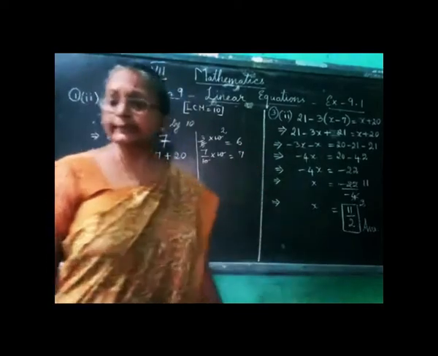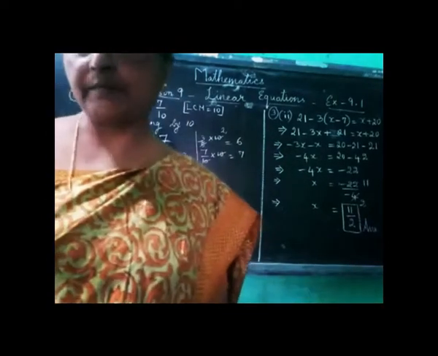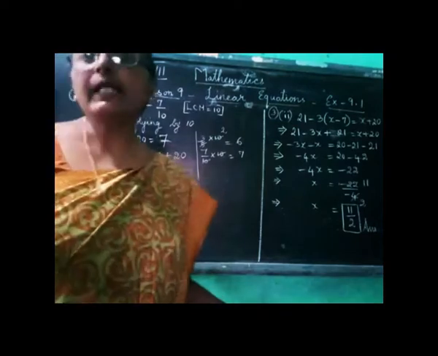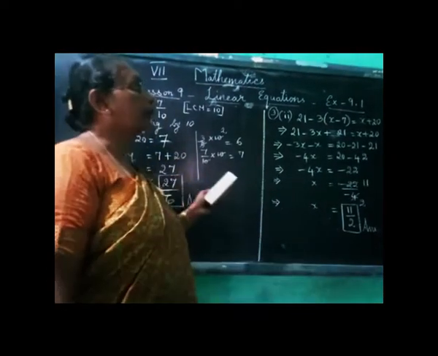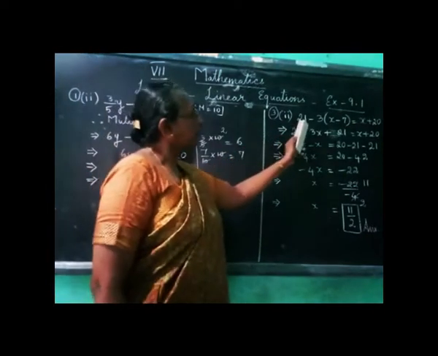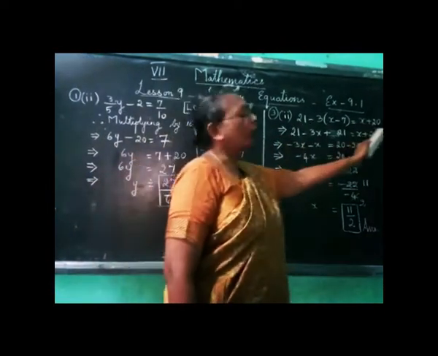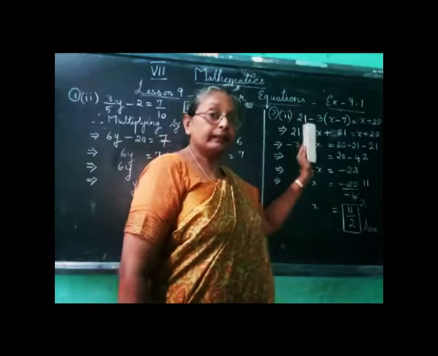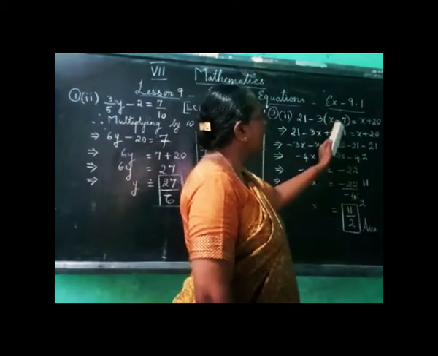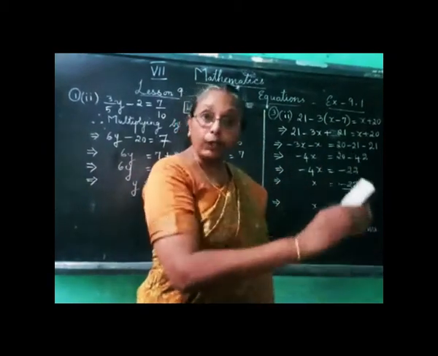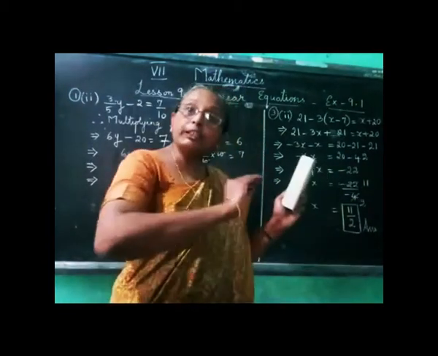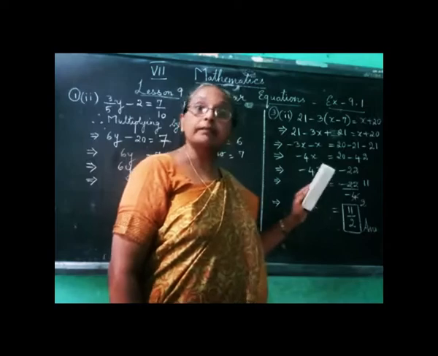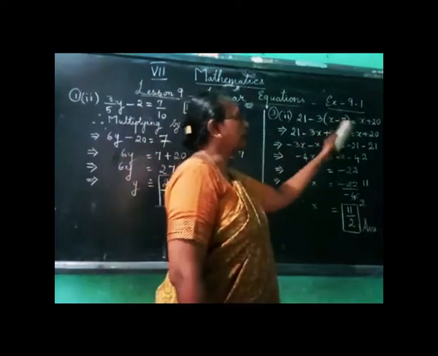Now I will do the third sum for you. Third sum, second subdivision, you can see 21 minus 3 into x minus 7 is equal to x plus 20. Here there is no denominator, but we see that some terms are binomials which are multiplied by a number outside. So first we need to open the bracket. That is the first step we have to do in this type of sum.